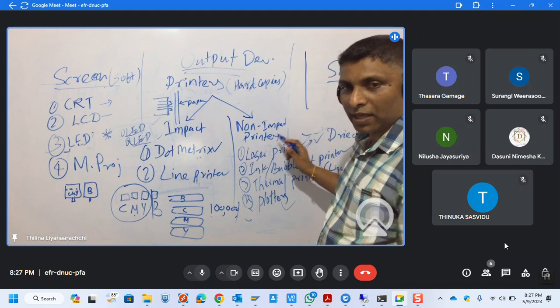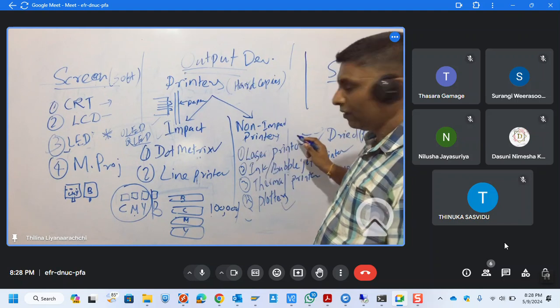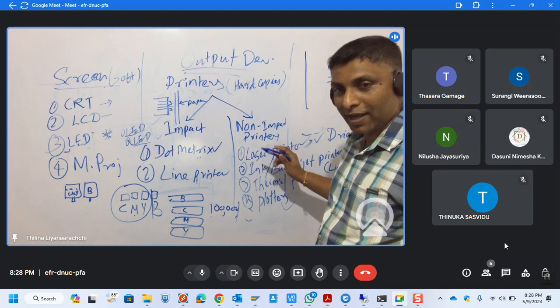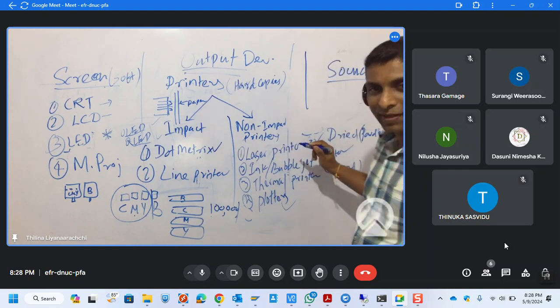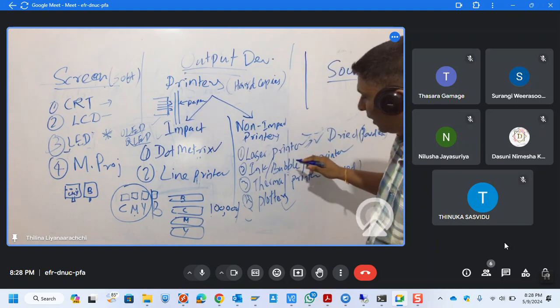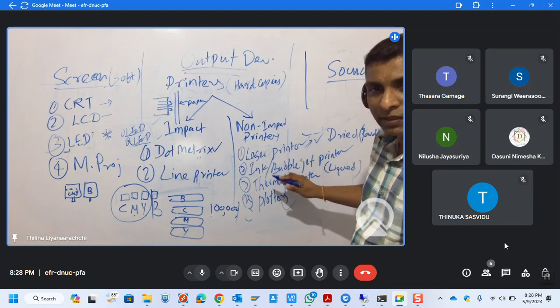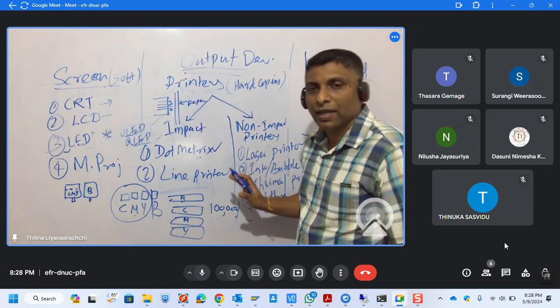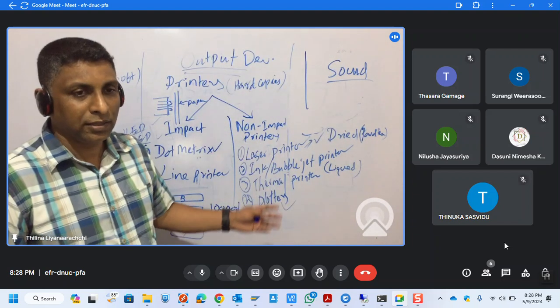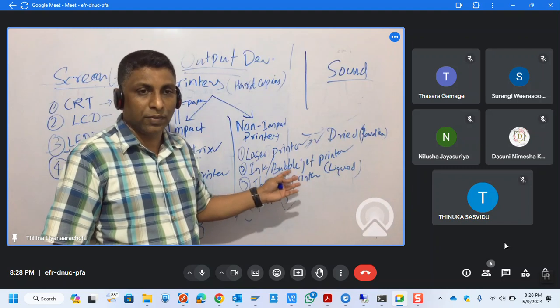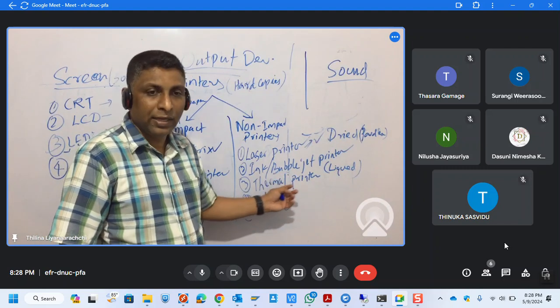Laser printer is the highest quality printer available in the market. There are more, but for our level, this is the highest quality printer. And next to laser, thermal printers they use for different purposes. There are no color thermal printers, I haven't seen one yet, right? It's just black and white printouts. Black ink only, it can generate.